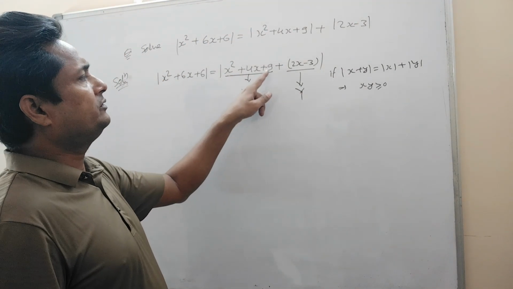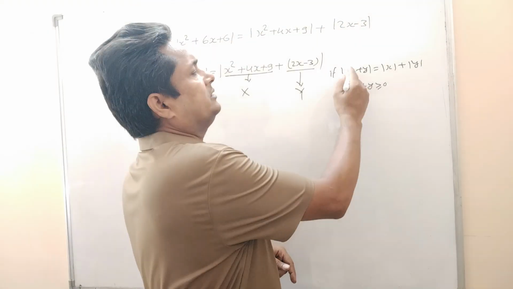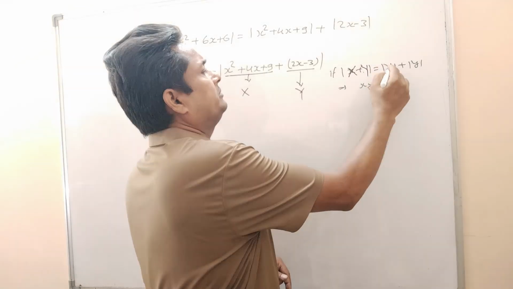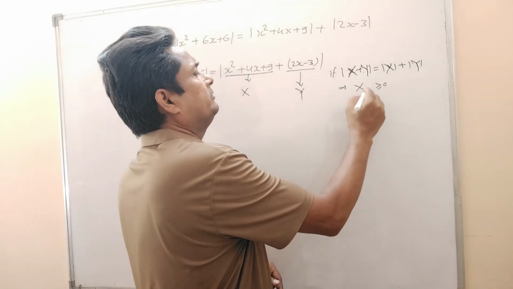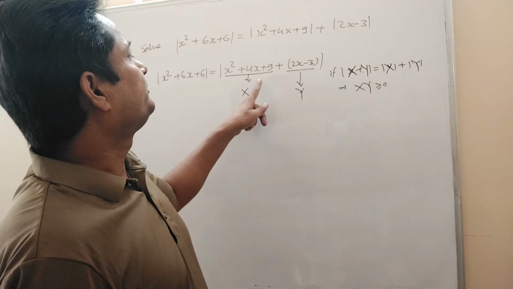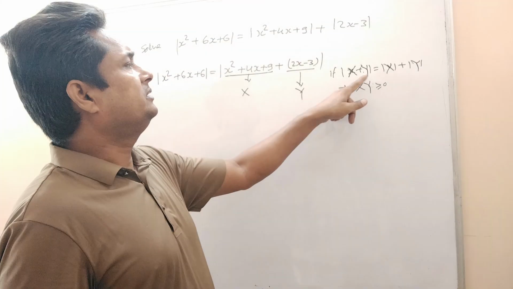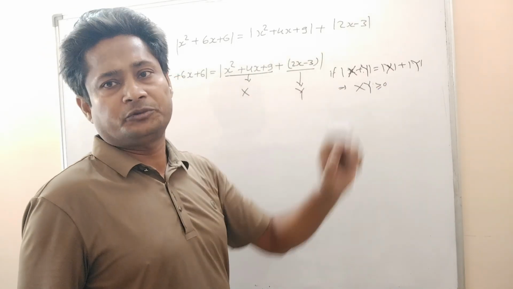Put x square plus 4x plus 9 in place of capital X, and take capital Y as the other expression. That means the solution will be what? Capital X into Y greater than or equal to 0. Put capital X as this element here, capital Y as here, then this equation holds this property.